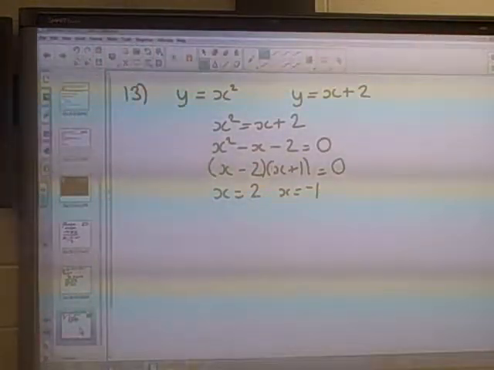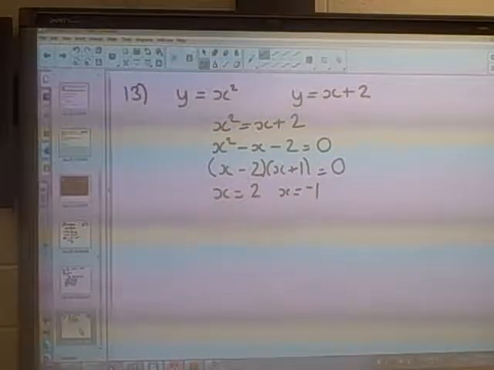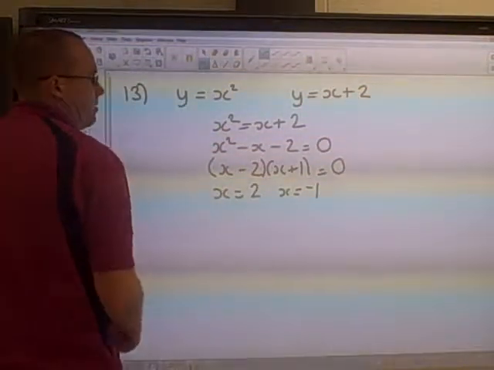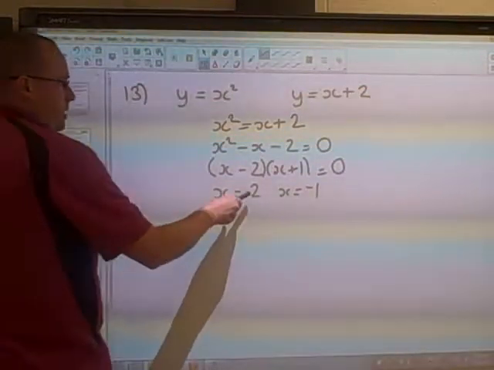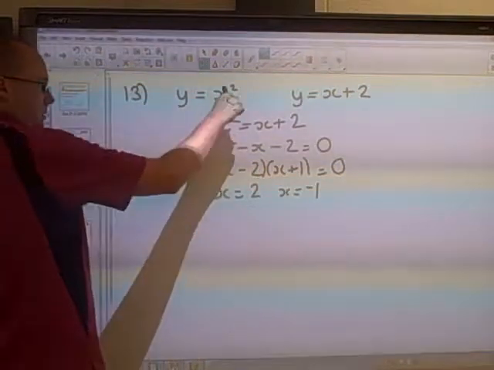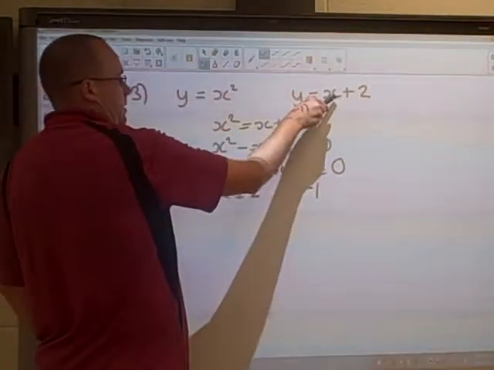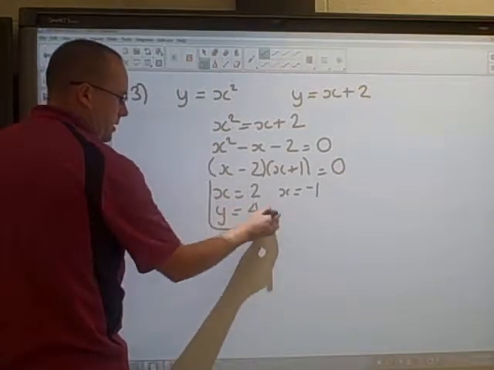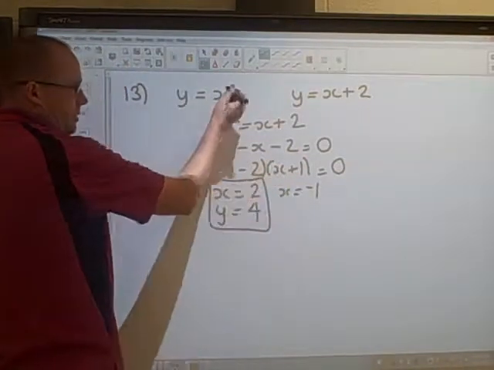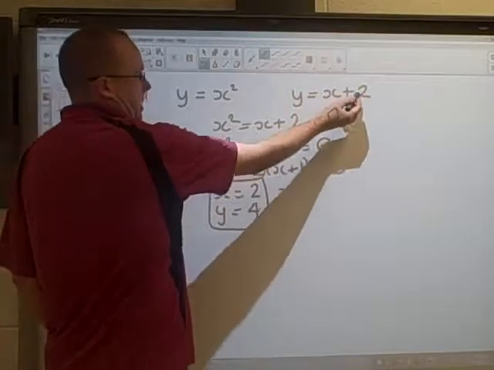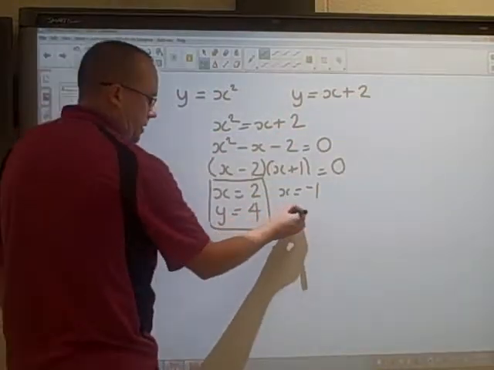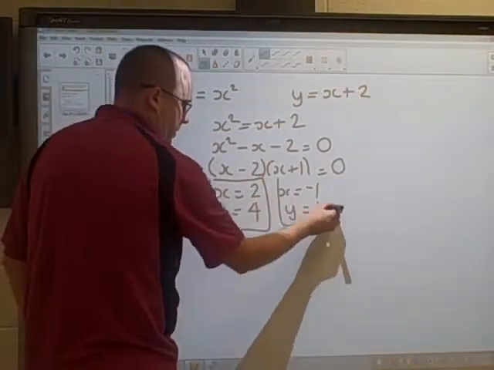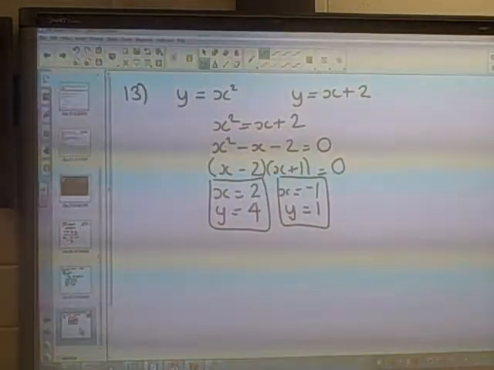Now, if I'm going to do a tangent, I know I'm going to need a point and a slope. So I've got half of the point here, so I just need to find the rest of it. If I plug it back into y equals x squared, 2 squared is 4, and you could plug it into the other equation as well: 2 plus 2 is also 4. So there's one of my coordinates. And for negative 1, negative 1 squared is 1. Also negative 1 plus 2 is also 1, so it doesn't matter which one we go with. So I've got my 2 points.